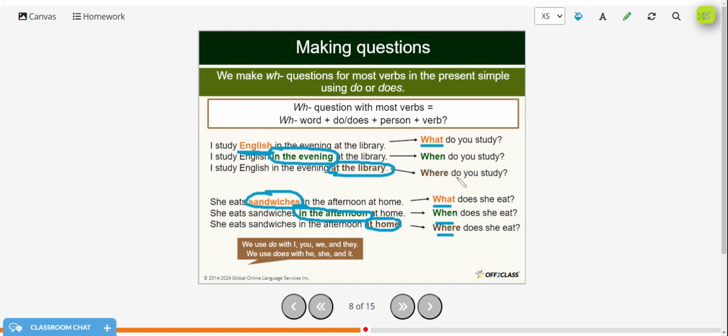So if you notice the do and does, we use do with I, you, we, and they, and we use does with he, she, and it.